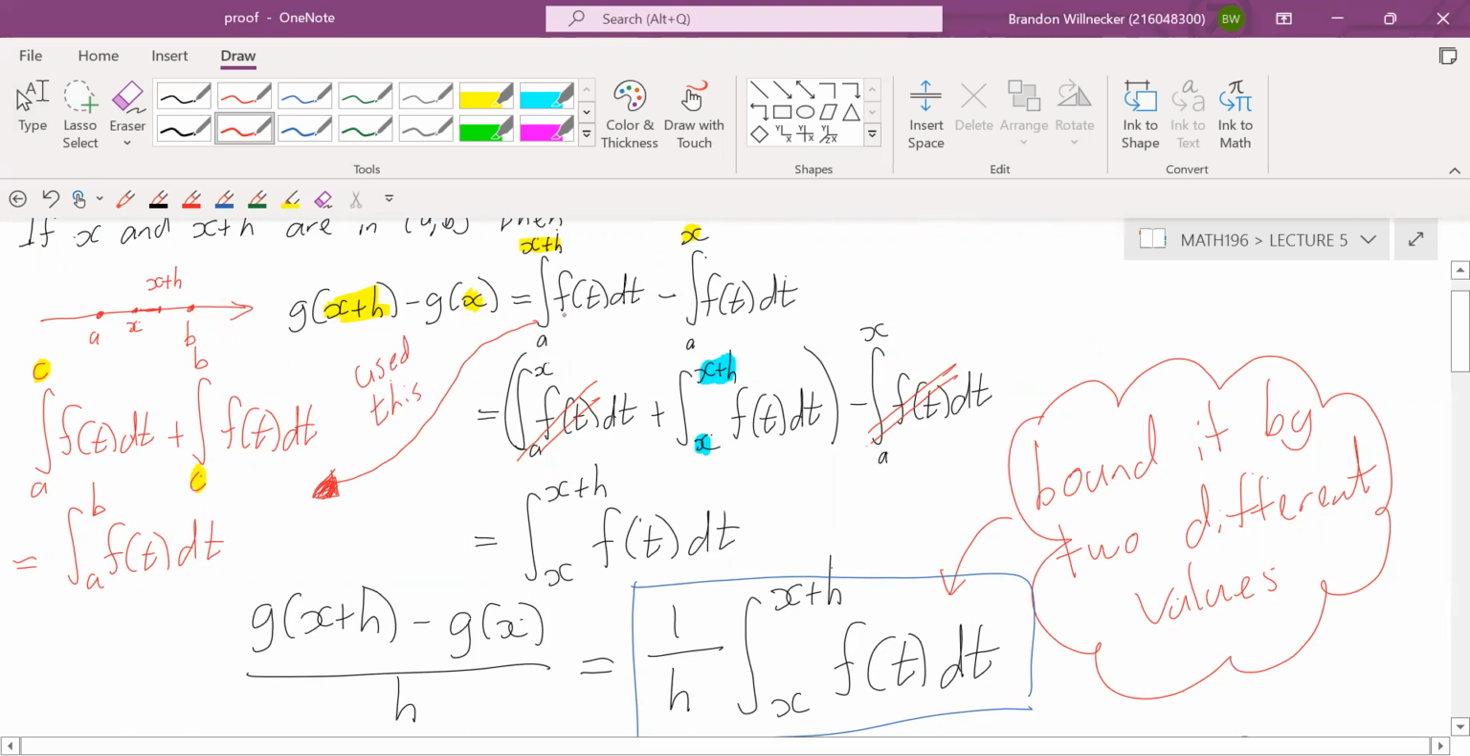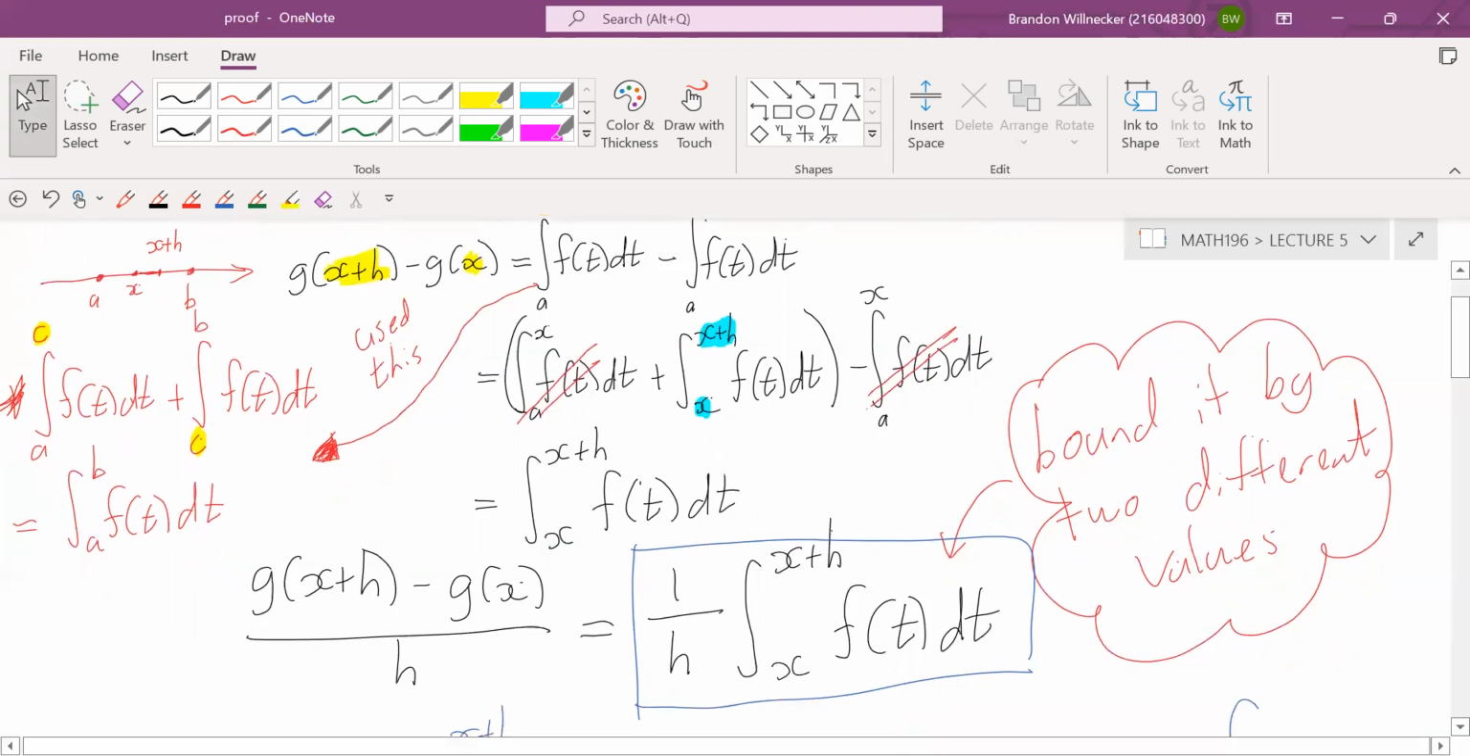So the integral from a to x plus h, we split that up into the integral from a to x and then the integral from x to x plus h. Much like over here, we have the integral from a to c, then the integral from c to b. So we could have just combined those two. Then those two cancel, and we are left with this integral that we wanted here.